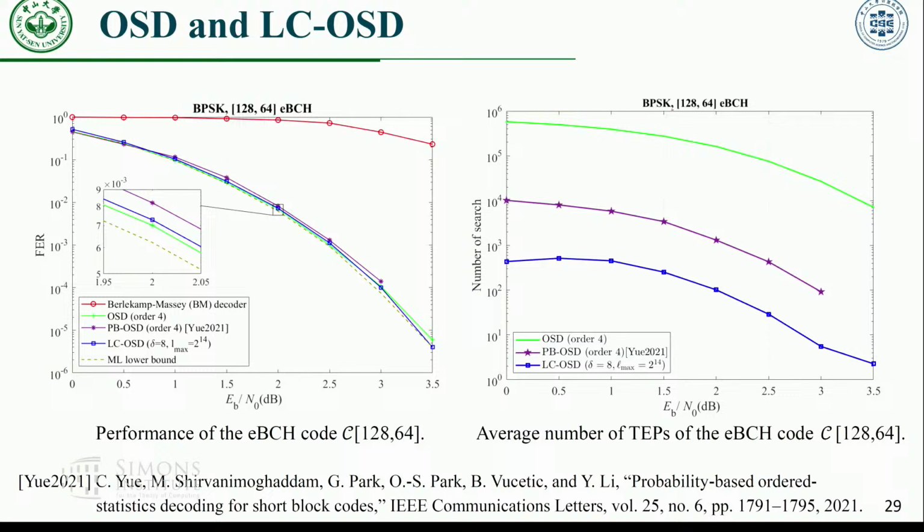However, for partial, this is a work by Yue. And here is our algorithm. We need fewer average search numbers.